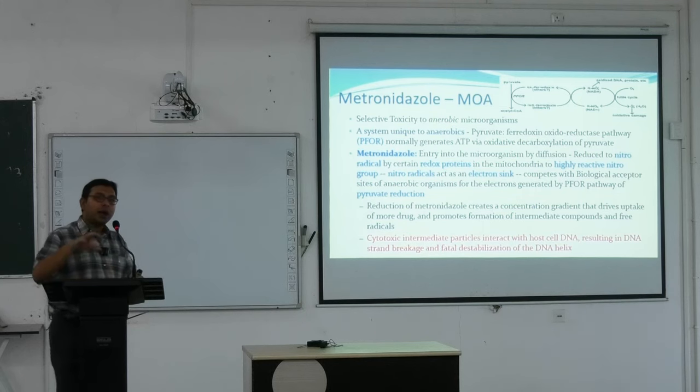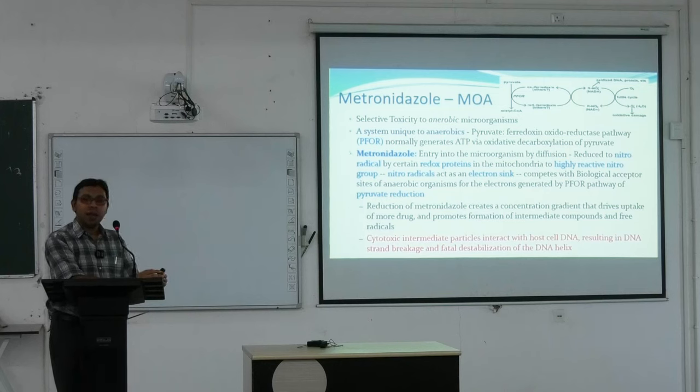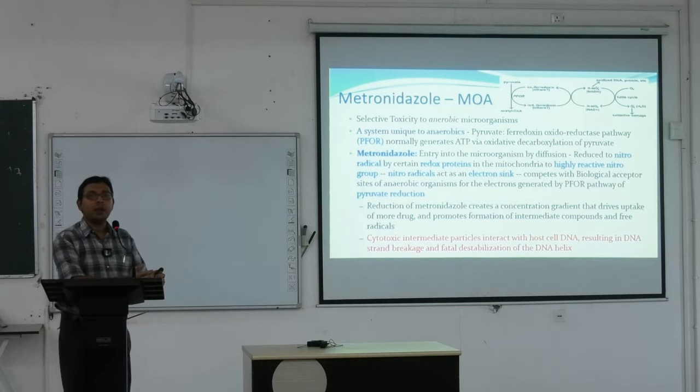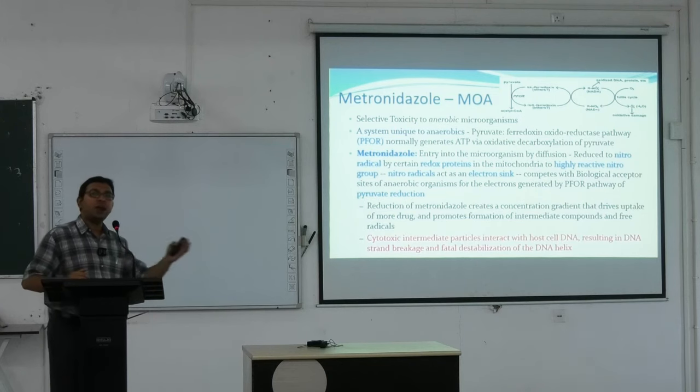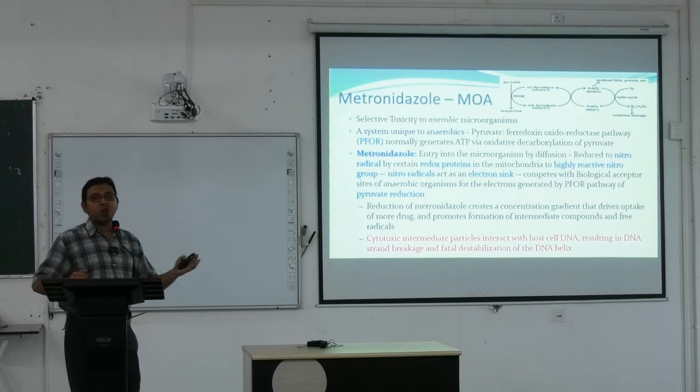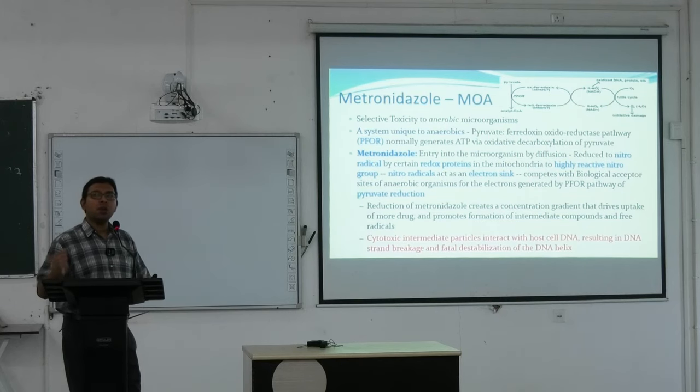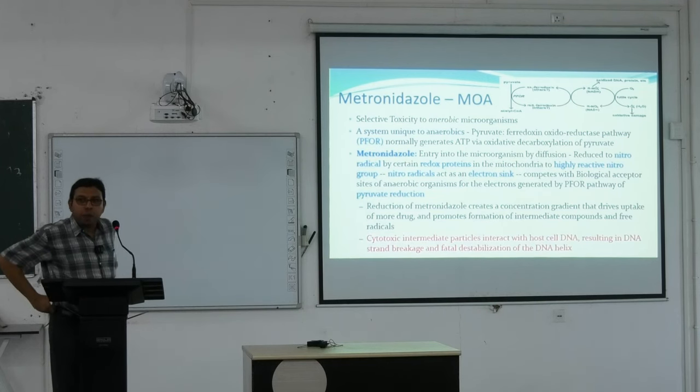So both ways. The mechanism of action of metronidazole is, on the one hand, it destabilizes the DNA and ultimately the protein synthesis machinery is stopped. On the other hand, it acts as an electron sink, the nitro radicals of the metronidazole. It accepts the electron. It competes with the normal metabolite present within the electron transport chain or respiratory chain. So it decouples it, and ATP synthesis is again hampered. So on the one side, the DNA is destabilized and destroyed. On the other hand, ATP is not synthesized. So ultimately, the anaerobic bacteria or the protozoa are destroyed. So this is the mechanism of action of metronidazole.